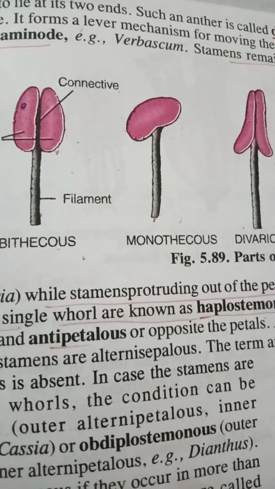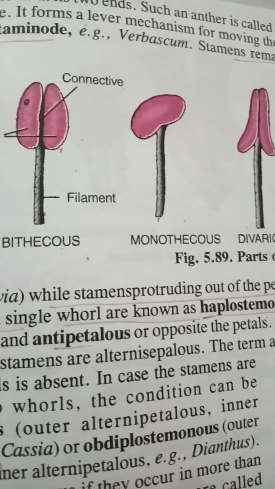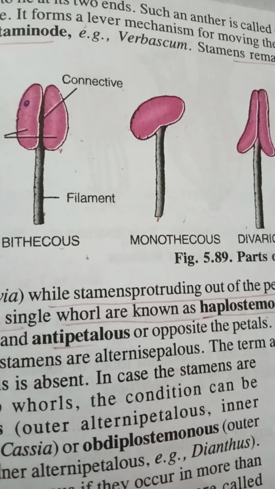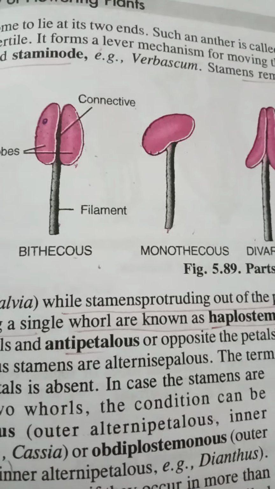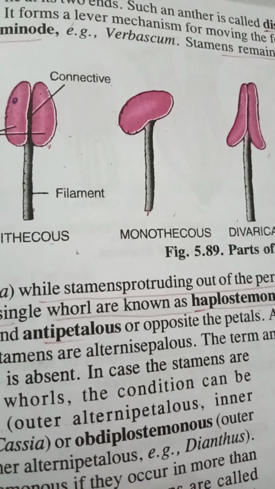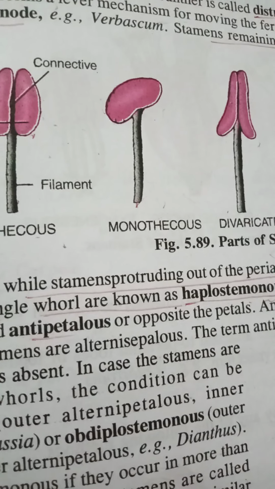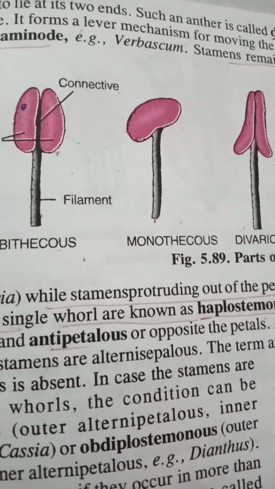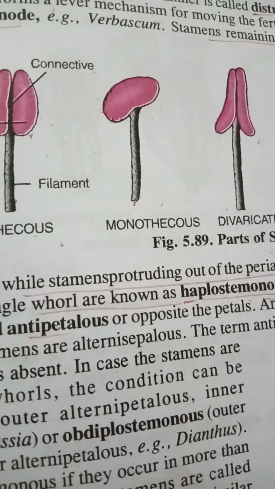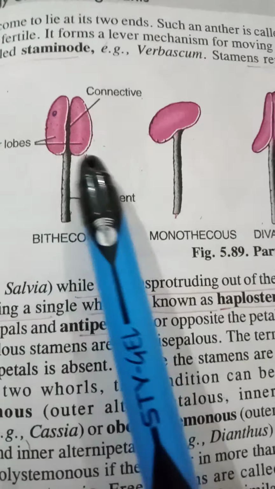Sometimes the stamens are arranged in two whorls, then we call it diplostemonous. If it is arranged in more than two whorls, then it is known as polystemonous. If the stamens are free, then we call it polyandrous. If the stamens are all similar, then we call it isostemonous. If stamens are different, then it is heterostemonous. So there are many terms related to the type of stamens.